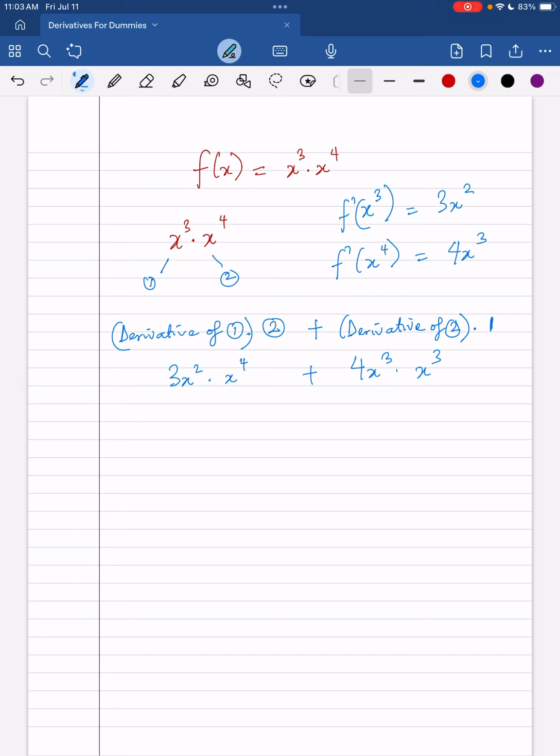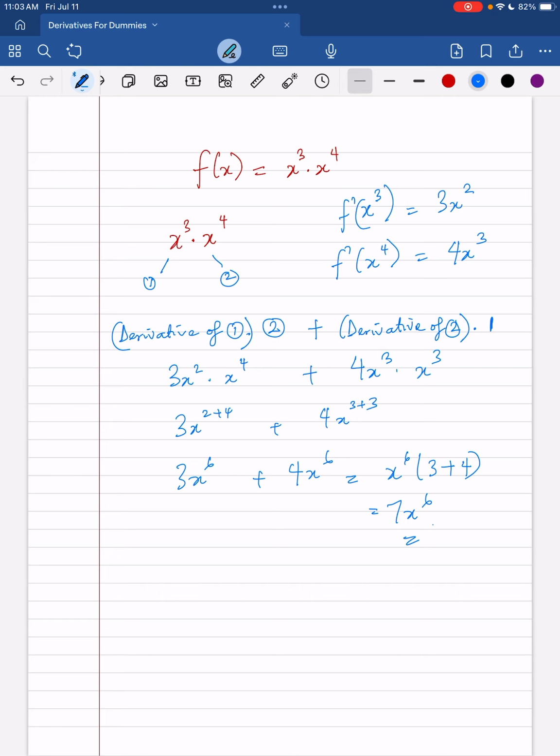If we use the laws of exponents, when you have two exponents with the same base, you just add the exponents together. So this becomes 3x to the power of 2 plus 4, plus 4x to the power of 3 plus 3. So this is 3x to the power of 6 plus 4x to the power of 6. This is the same thing as saying x to the power of 6 times 3 plus 4, which is 7x to the power of 6. So the derivative of this product here is 7x to the power of 6.